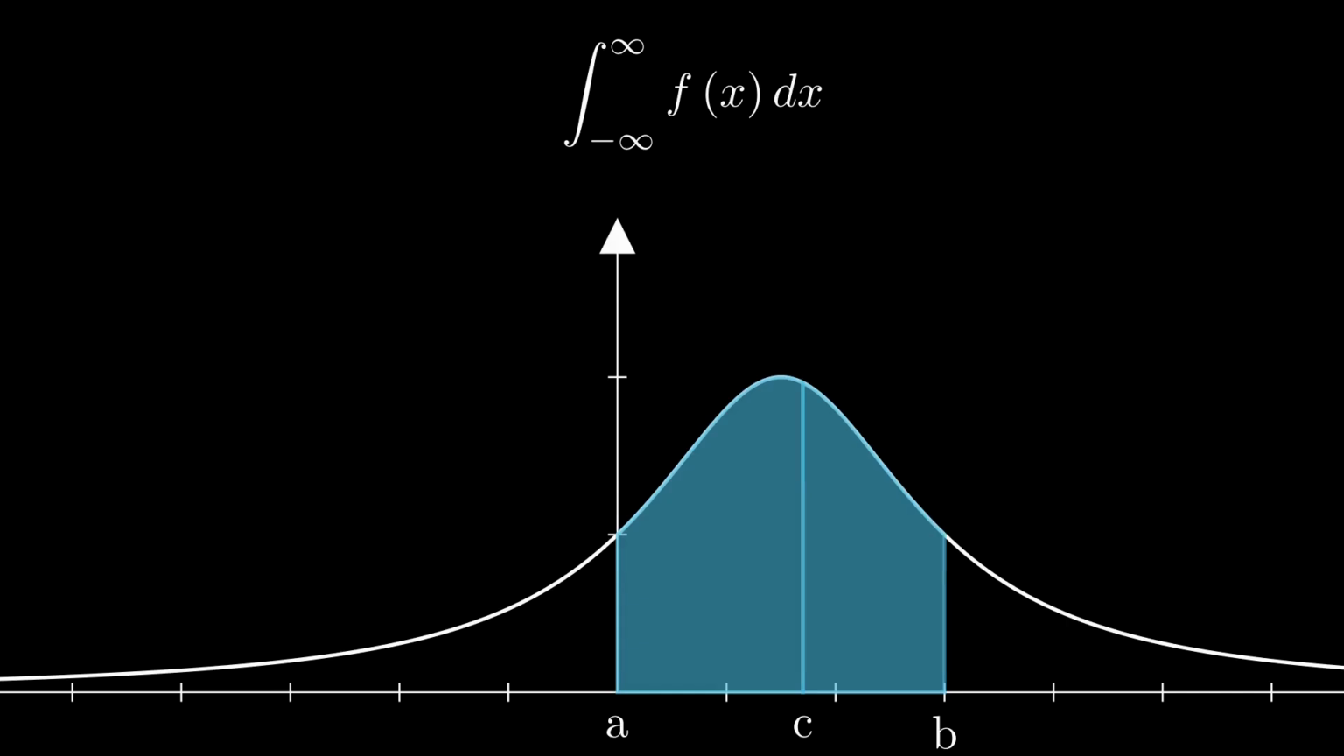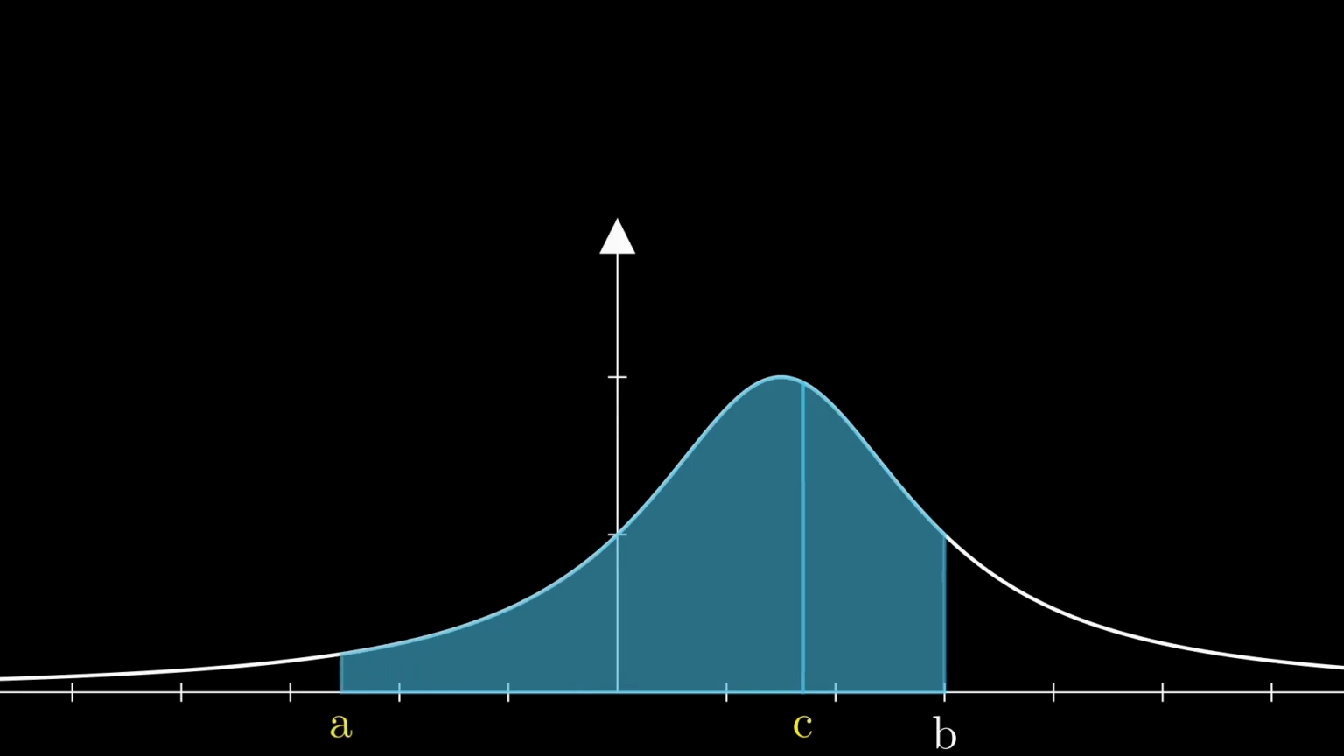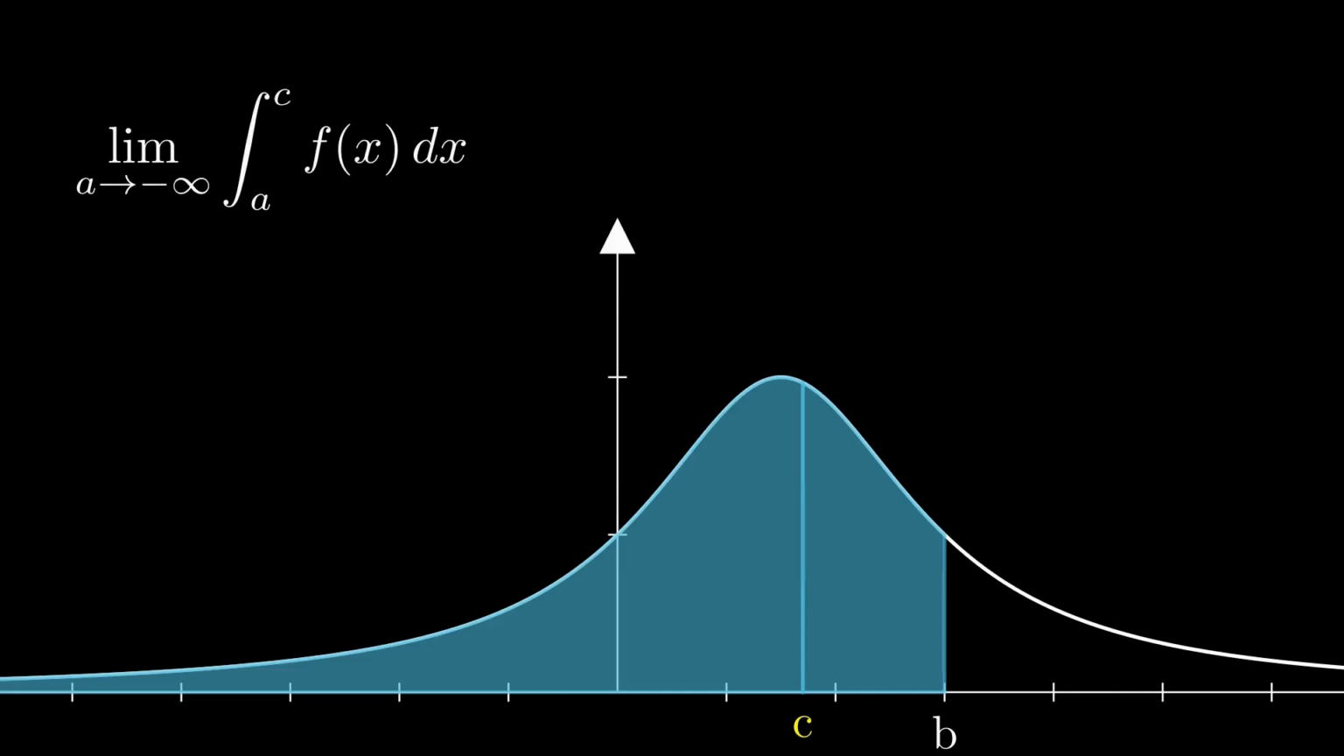Let's work on the left portion first. If I let a go to negative infinity, my integral expression for this portion becomes the limit as a goes to negative infinity of the integral from a to c, since that's the top bound of this left part, of my function times dx. Again, this is exactly what we did before, and this covers the area under the curve from negative infinity up to a constant value c.